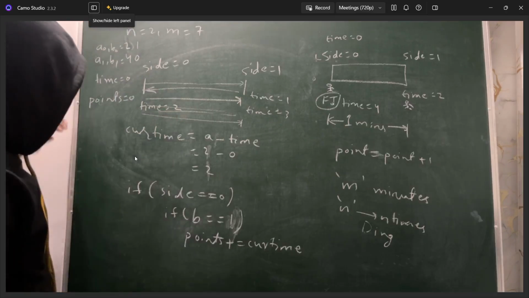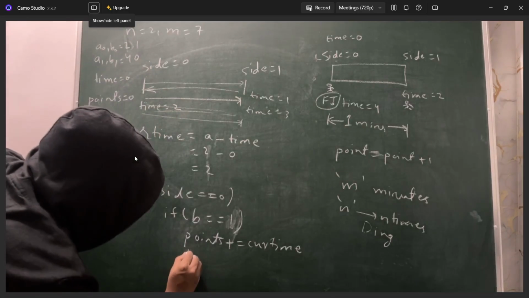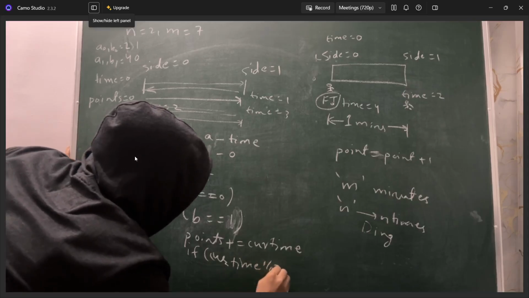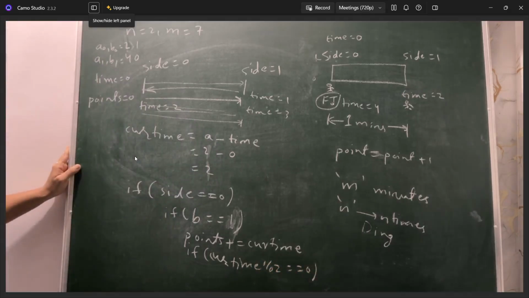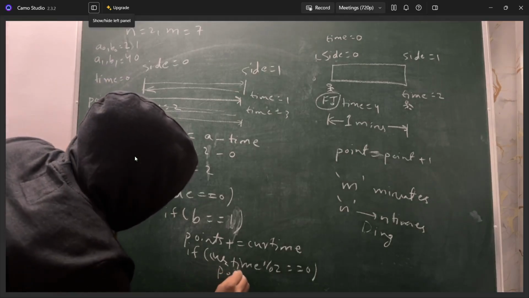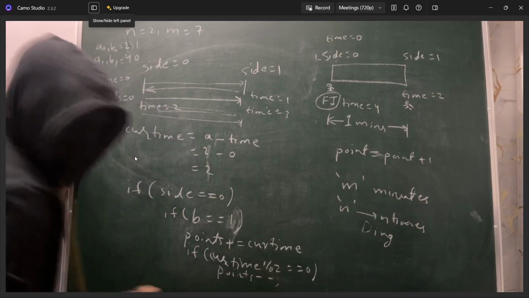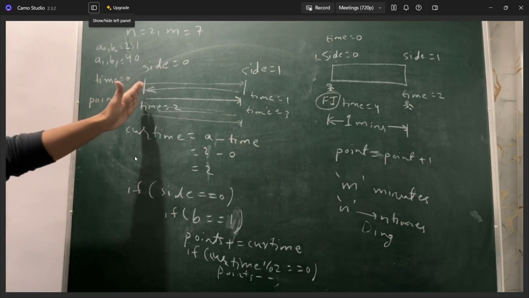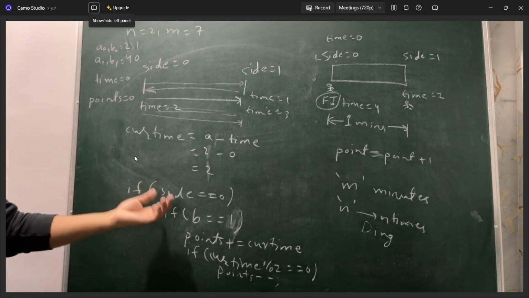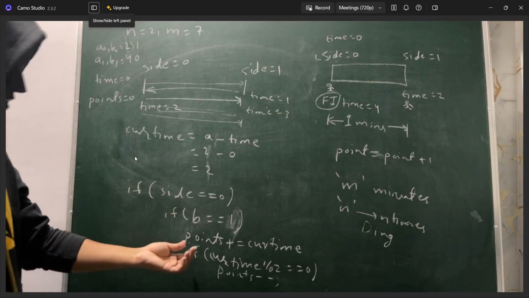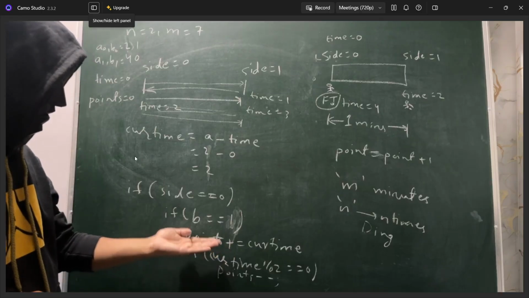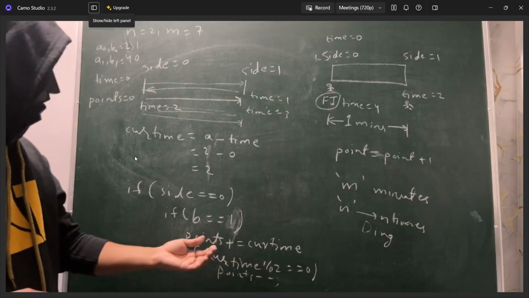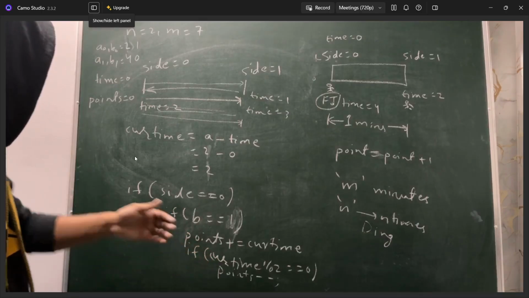So that's the thing. Here you will have to check if the current time modulo 2 is 0, which means even number, then your points will be decreased by 1. Right, you have got it. When you are at one side and you want to reach the opposite side, this is the condition. And the current time frame will be added to the points. If the current time is even, then in that case you will be decreasing 1, no matter what.